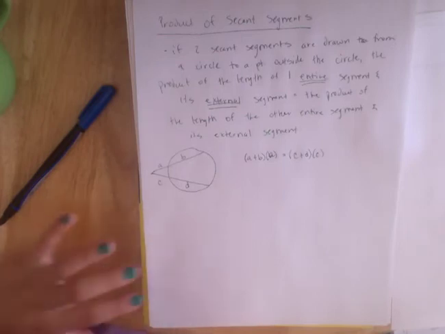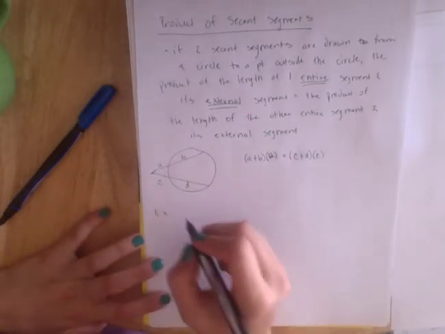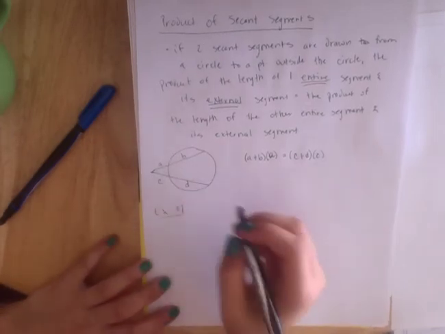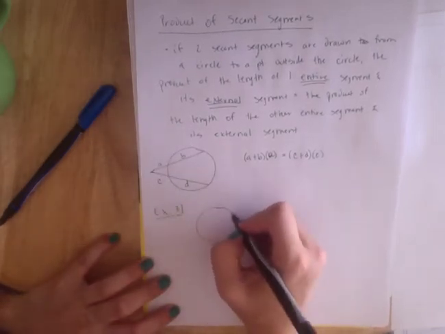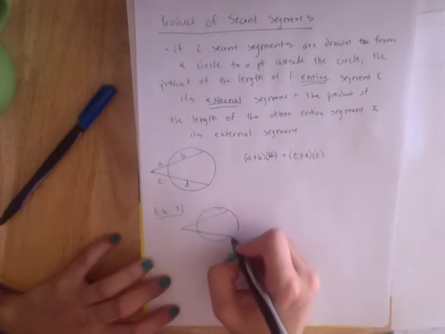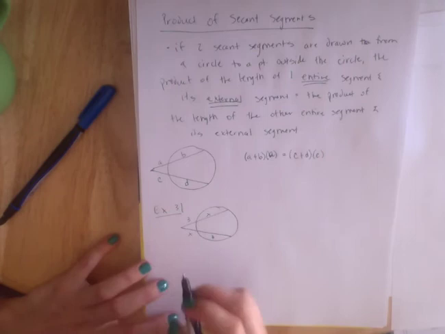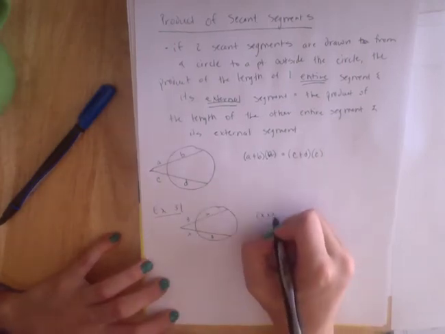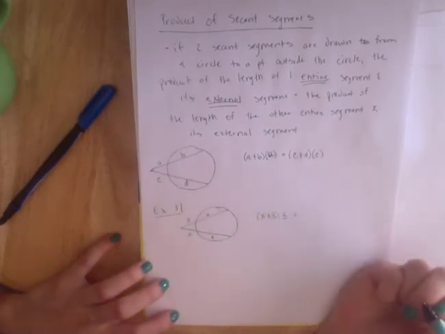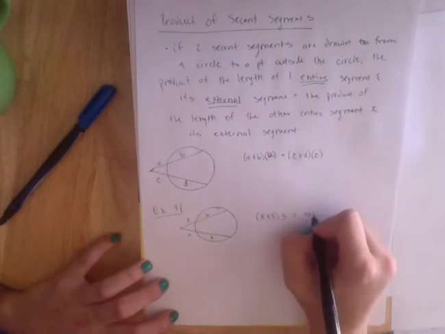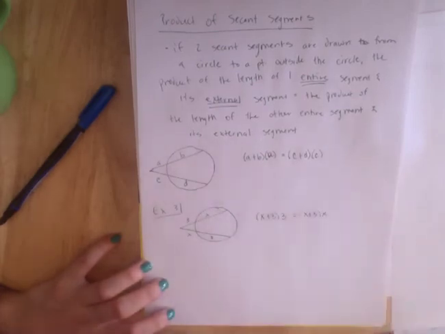So let's do an example. I think we're on example 3. If I have this circle and these two secant segments, I have 3x, x, and 3. So I'm going to have x plus 3 times my outer, which is 3, equals x plus 3 times my outer, which is x.